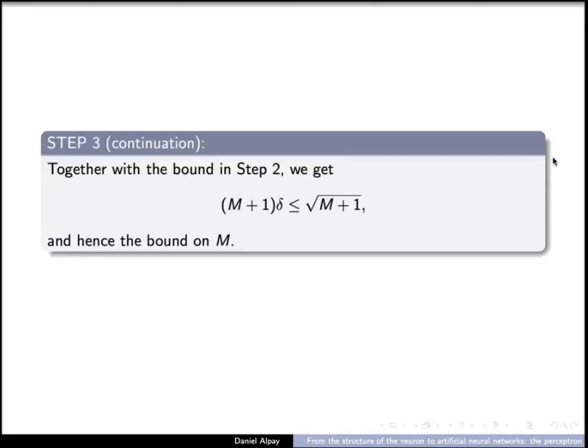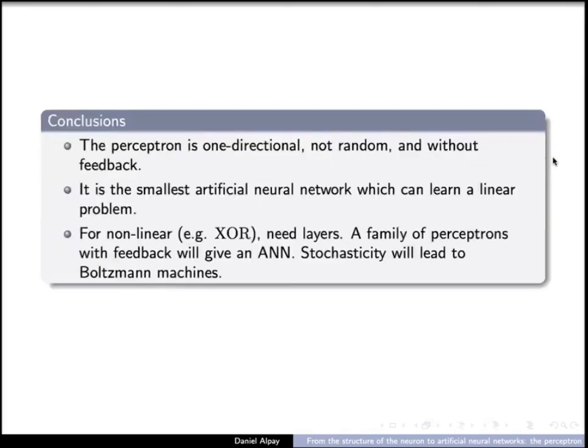Anyway, the perceptron is one directional, this is very important, no feedback. The feedback would be with the backpropagation algorithm. And if you want, it is the smallest artificial neural network which can learn a linear problem. I mean, this is a word to explain what was in the previous slides.